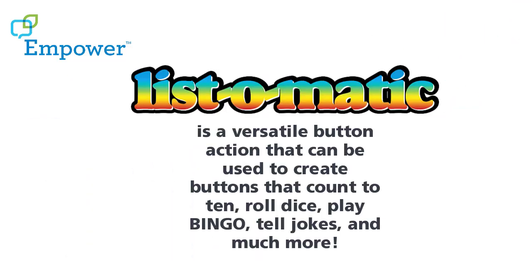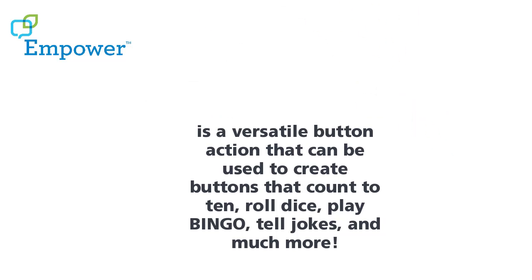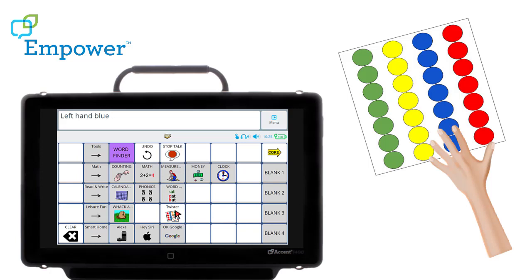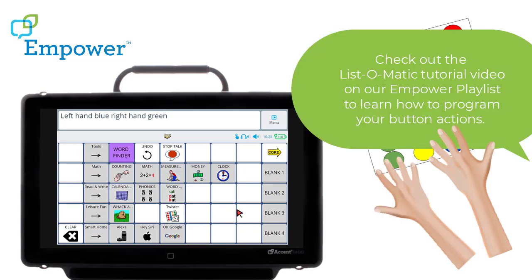Up first, List-o-matic. This is a versatile button action that can be used to create buttons that count to 10, roll dice, play bingo, tell jokes, and much more. Record a series of words or phrases to select in order or at random. Here's a twister game I made. Left hand blue, right hand green. Check out our List-o-matic tutorial video on our Empower playlist to learn how to program your button actions.